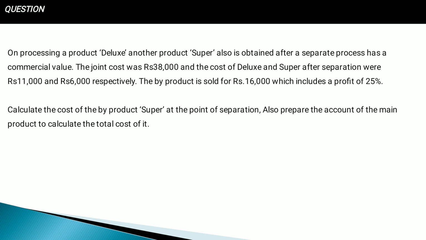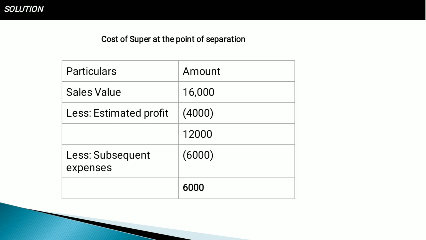On processing a product deluxe, another product super is also obtained after a separate process and has a commercial value. The joint cost was rupees 38,000. The cost of deluxe and super after separation is rupees 11,000 and 6,000 respectively. The byproduct is sold for rupees 60,000, which includes a profit of rupees 25,000. Calculate the cost of the product super at the point of separation. Also prepare the account of the main product to calculate the total cost of it. So we'll move to the solution.